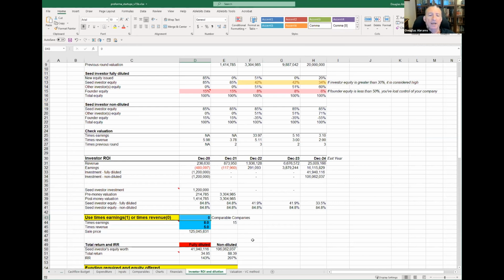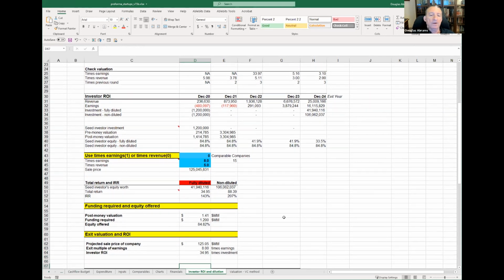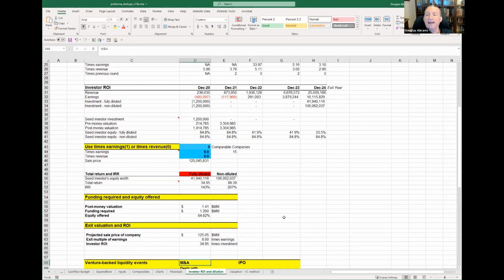If we wanted to do an earnings multiple, we could change this to 1. So you can see that that gives us a 128.9 million exit valuation, because now we're multiplying 16 by 8 instead of 25 by 5. Okay, but let's go back. Revenue multiple 5, exit valuation 125 million. Now we can go down to here and see all of the key ROI metrics for this investment.